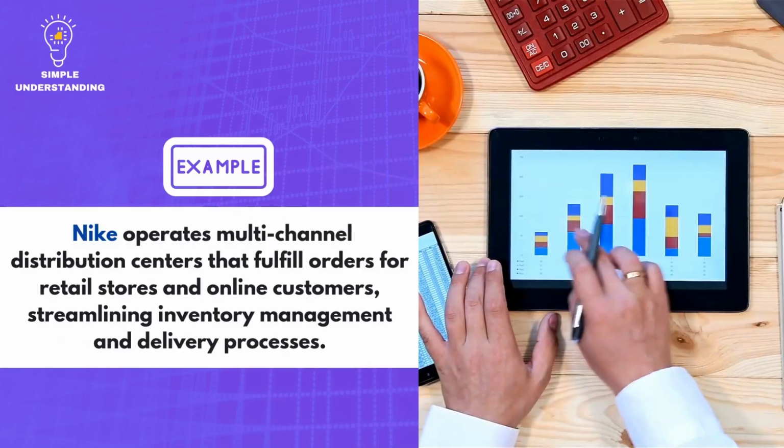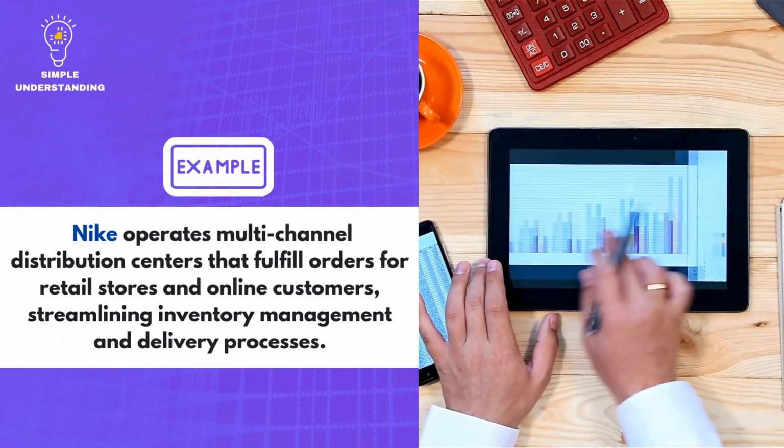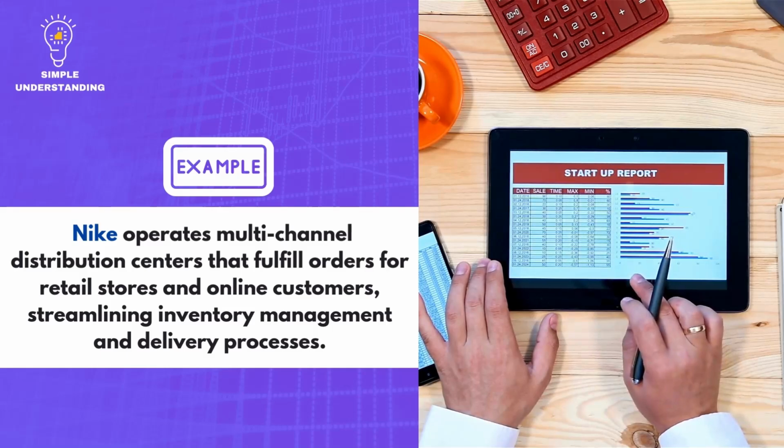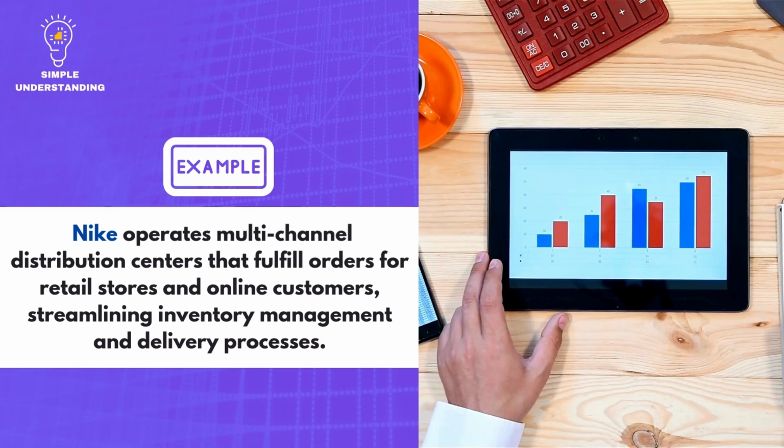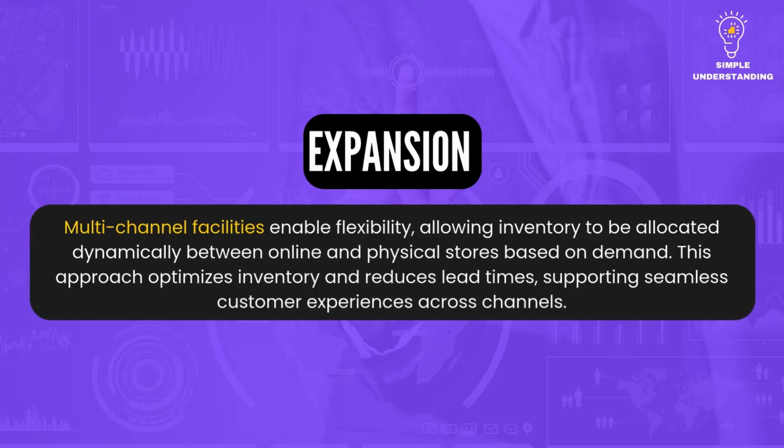Real company example. Nike operates multi-channel distribution centers that fulfill orders for retail stores and online customers, streamlining inventory management and delivery processes. Expansion. Multi-channel facilities enable flexibility, allowing inventory to be allocated dynamically between online and physical stores based on demand. This approach optimizes inventory and reduces lead times, supporting seamless customer experiences across channels.